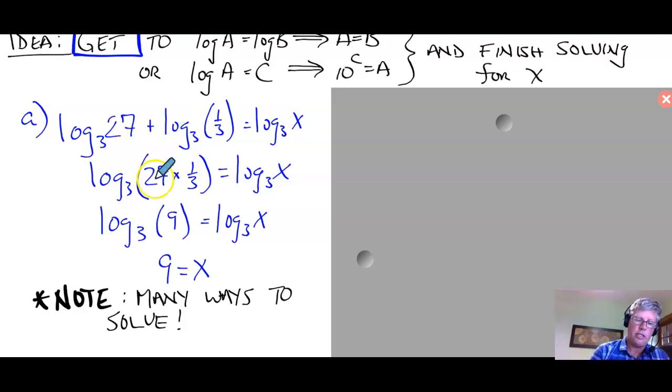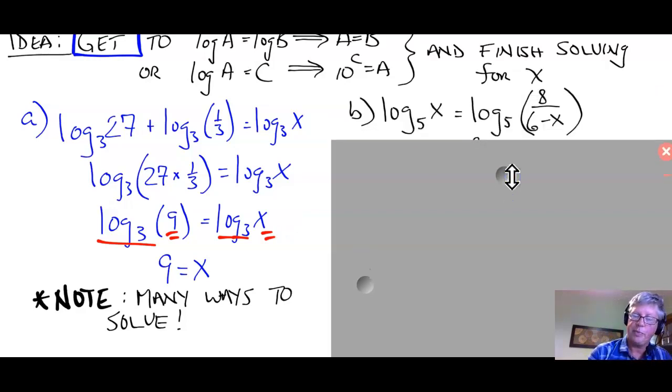I see this as addition, so I'm going to multiply. I get 9. Now I've got log base 3 of 9 equals log base 3 of x. Well, if they're both the same log base 3, then that has got to equal that. And then that's our next step. 9 equals x. Hey, man. But if you saw a different way, go ahead. And sometimes I'll be faster, sometimes I'll be slower than you. It's cool.